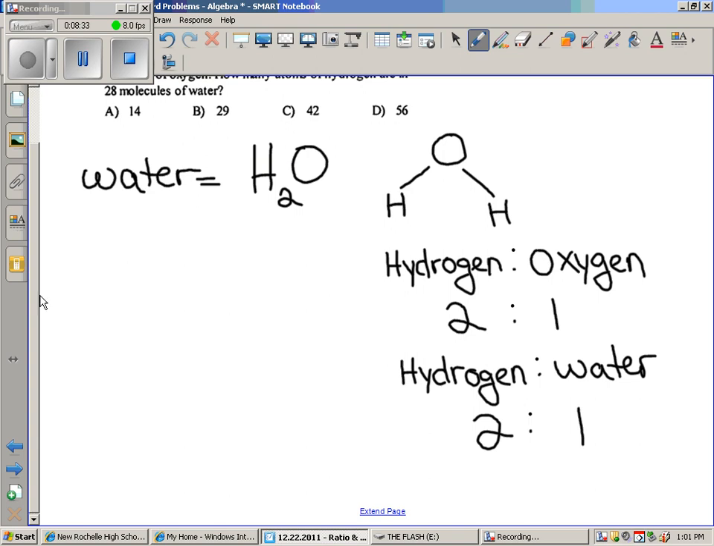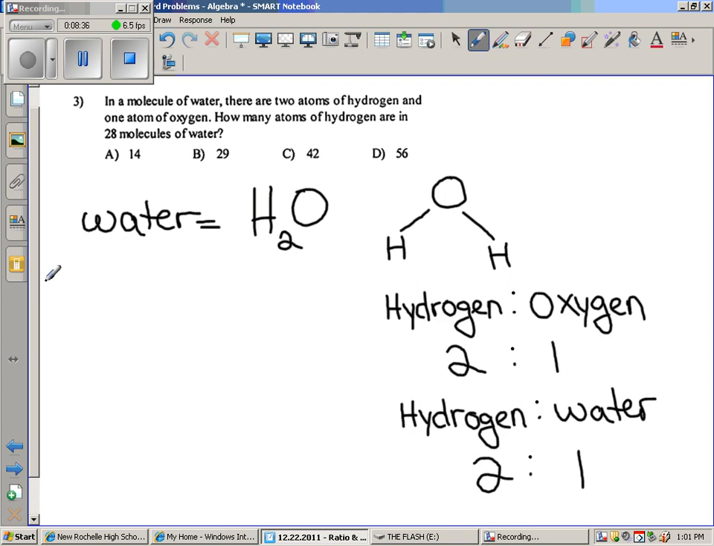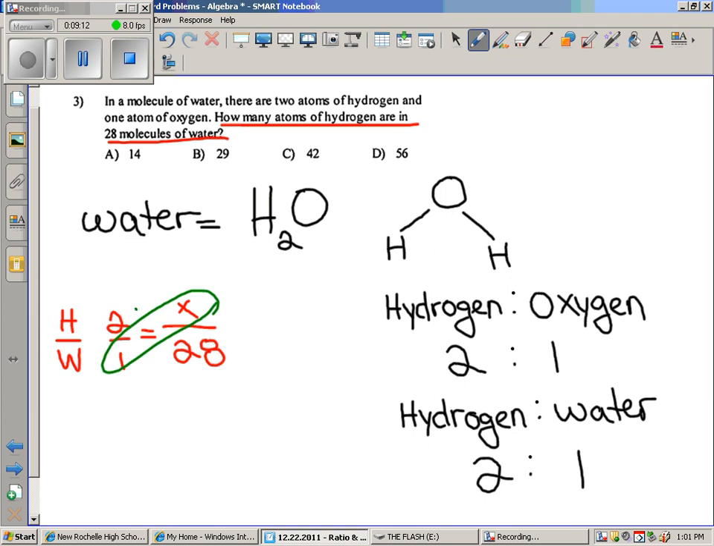Now, take a look at the question. How many atoms of hydrogen are in 28 molecules of water? So, let's compare hydrogen to water. Normally that's a ratio of 2 to 1. But now we have 28 molecules of water. And how many hydrogens would go with that? Does anybody know? Let's cross multiply. X equals 56.